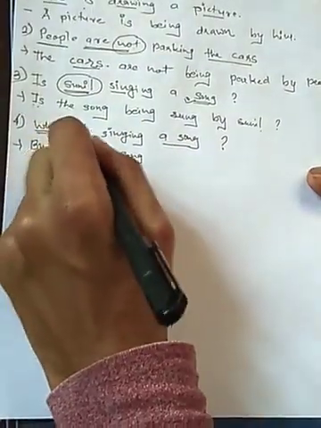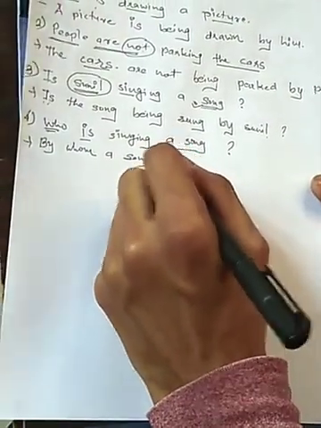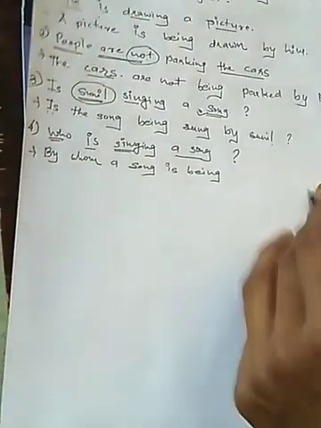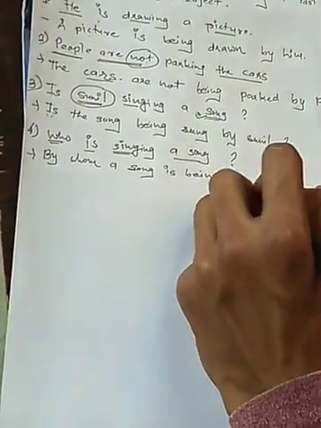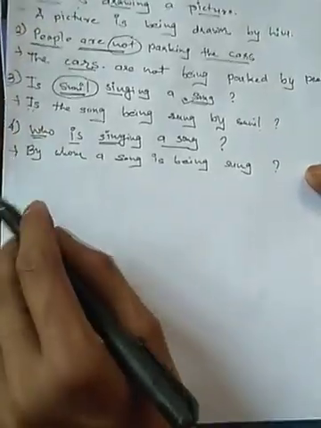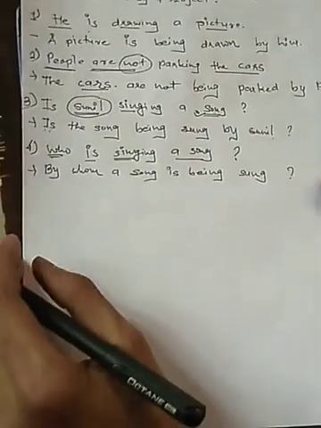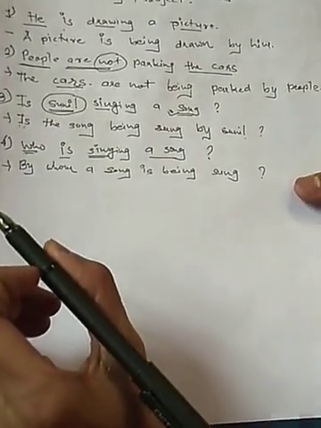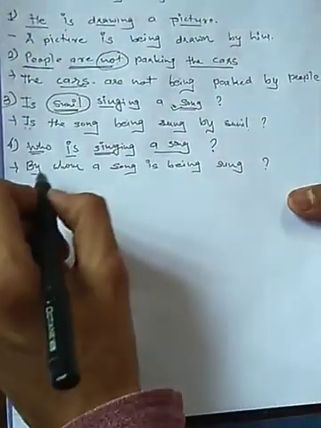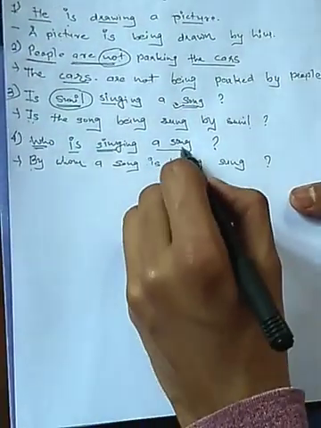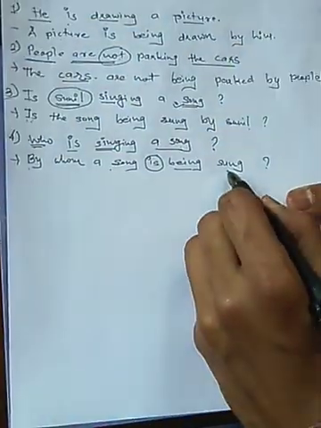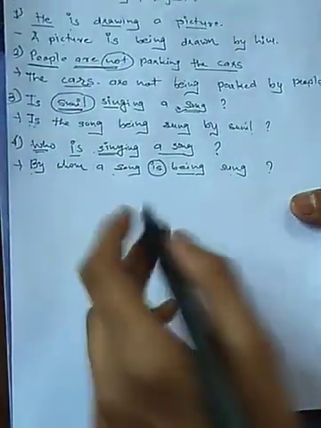Then after that the to be form, is being, past participle of sing, that is sung, and then the question mark. By whom a song is being sung. Okay, this is your answer. By whom the song is being sung. Whenever who is given in your sentence, simply use by whom, then after the object, then the to be form along with being, and then the past participle of the verb form.